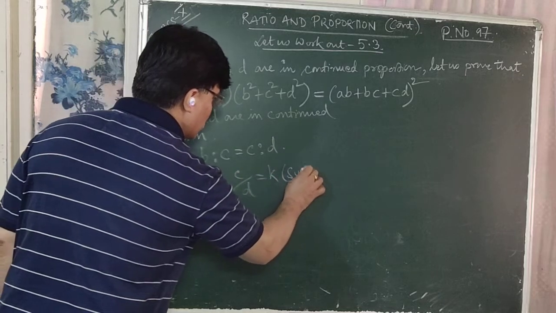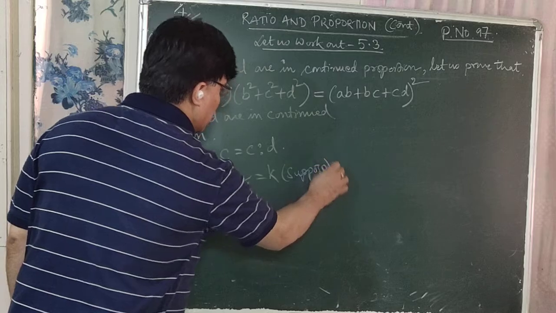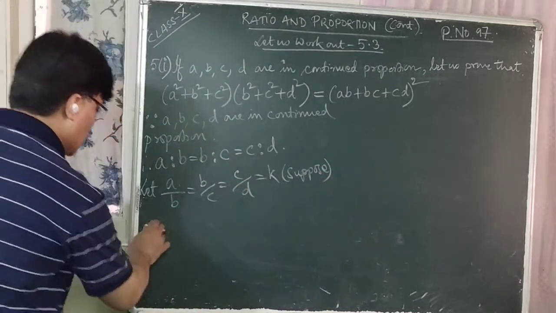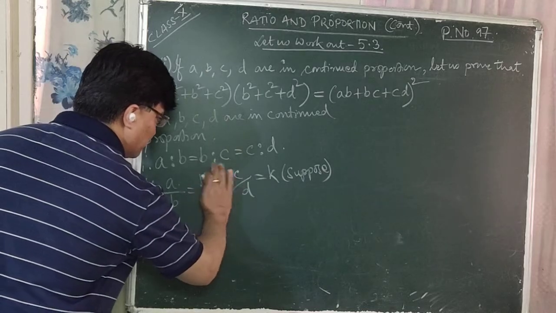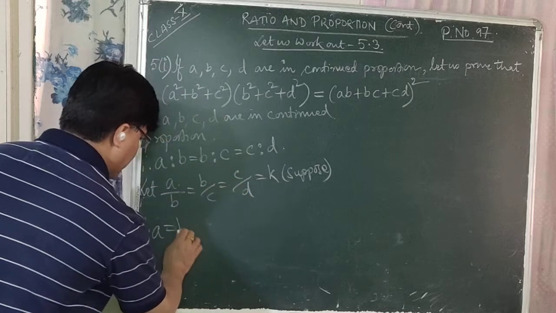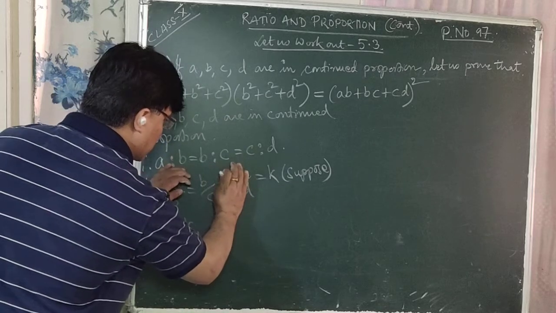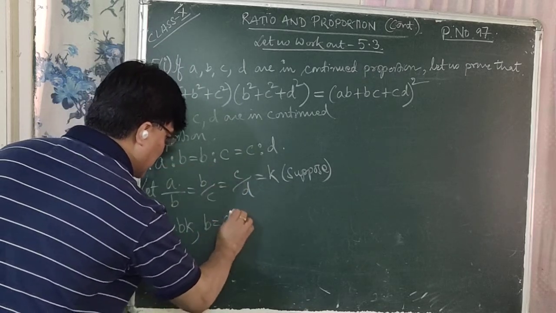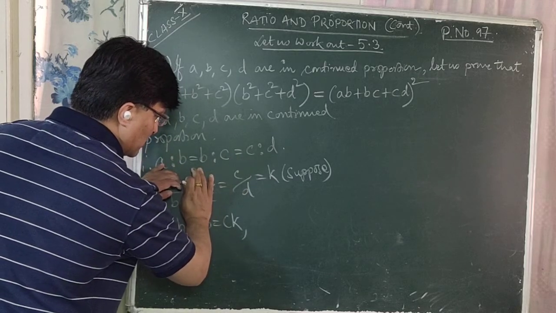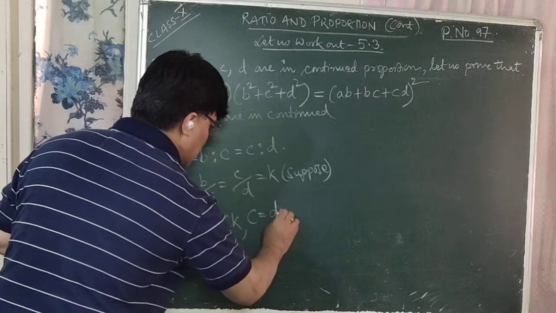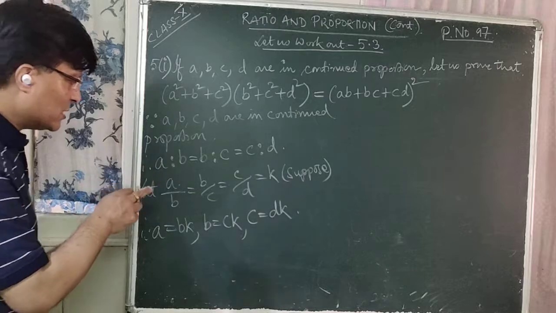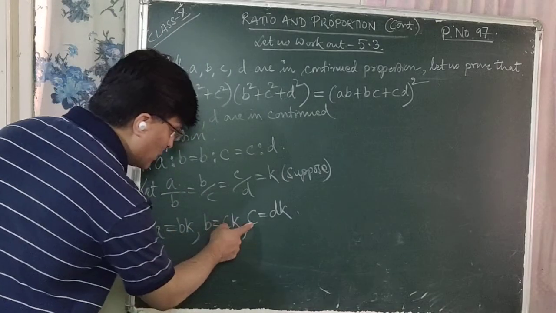Right? From here we can find the values of a, b, c in terms of k. So therefore, covering these two, a is equal to bk. Right? Now covering these two, b is equal to ck. Right? Now covering these two, c is equal to dk. That is c is equal to what? dk. Is that clear?